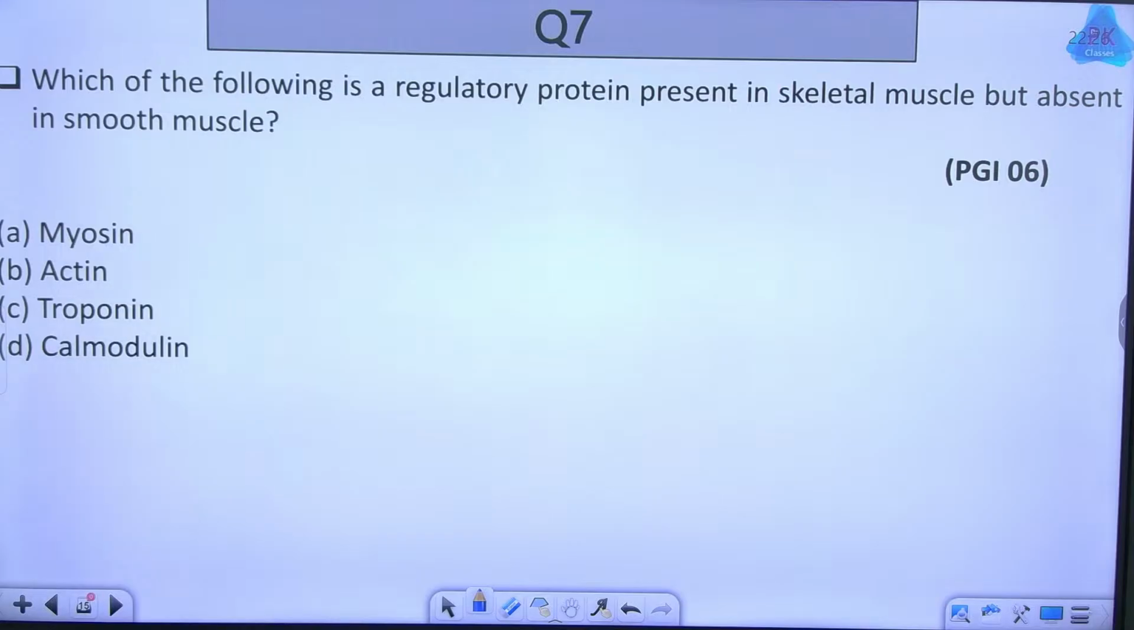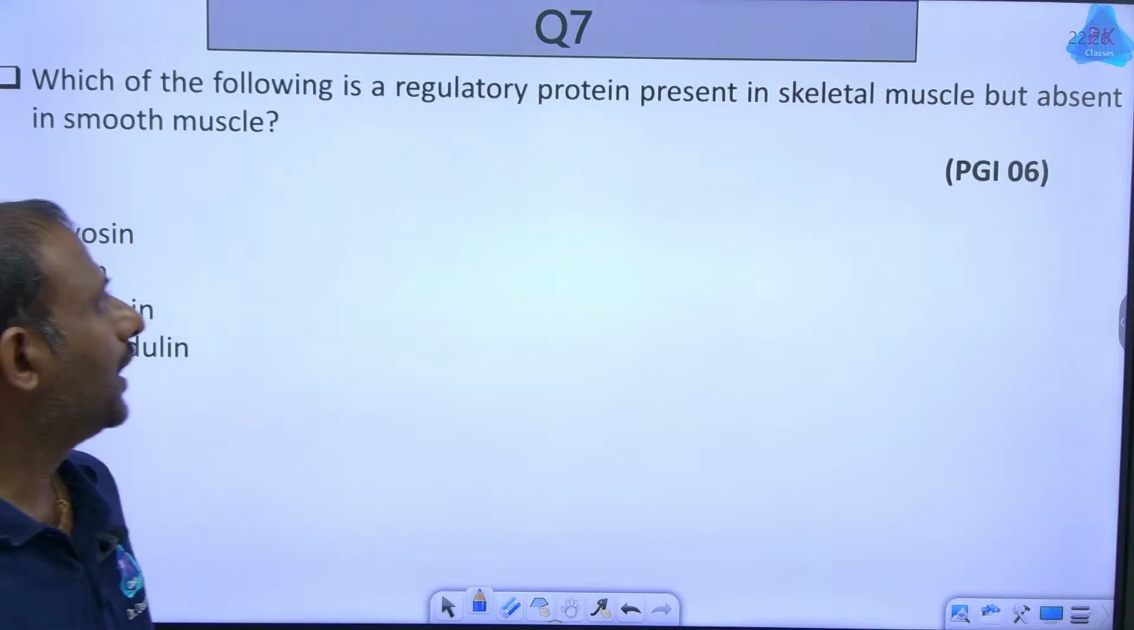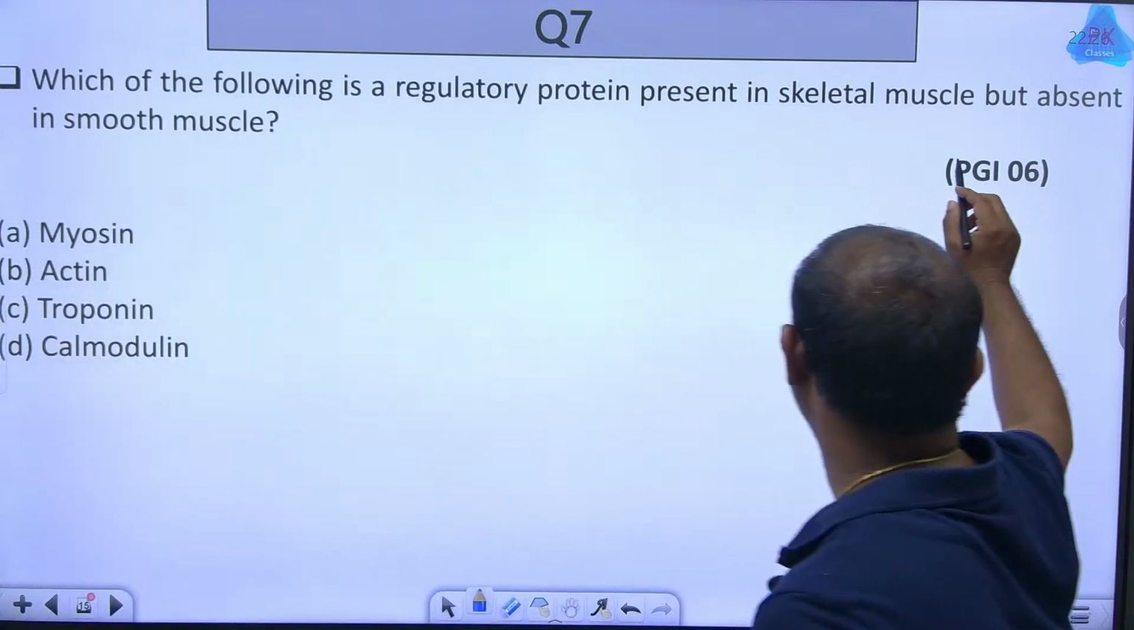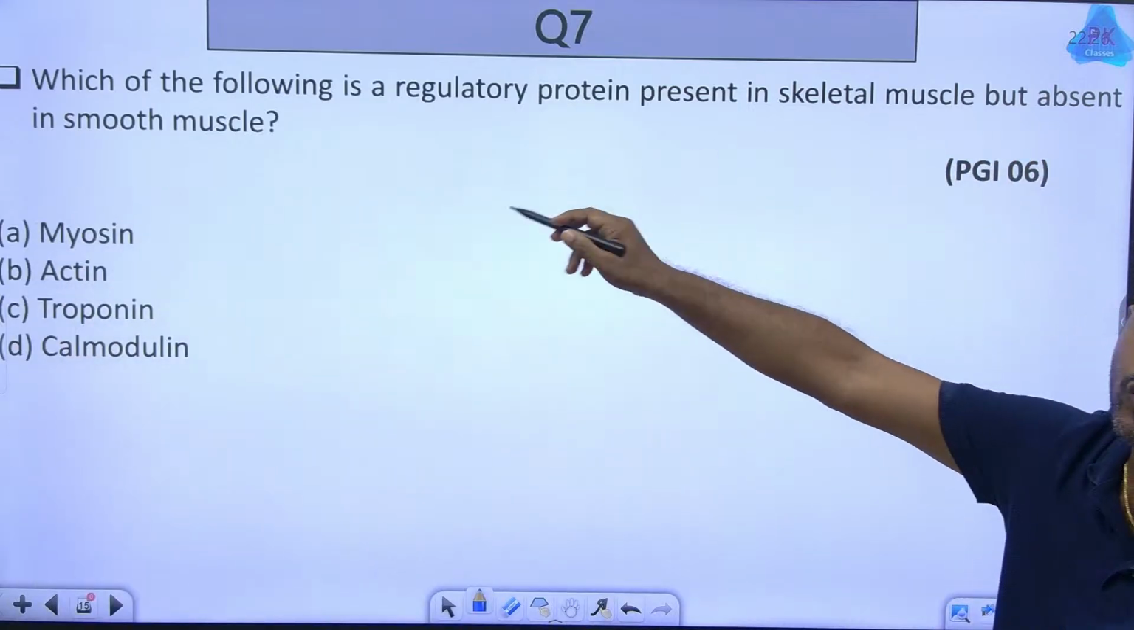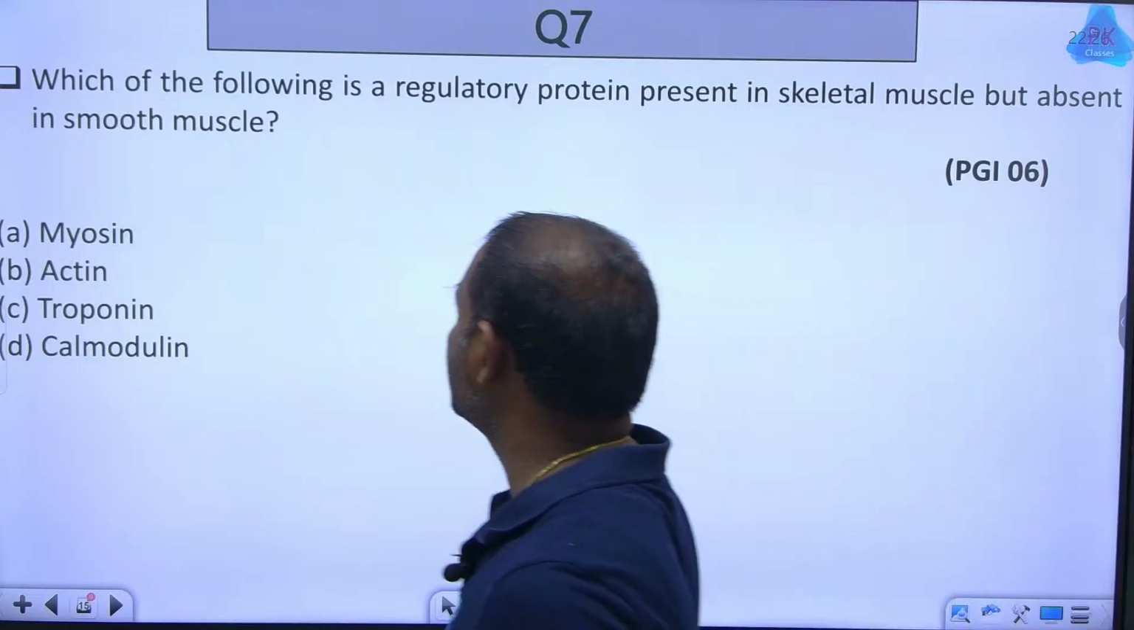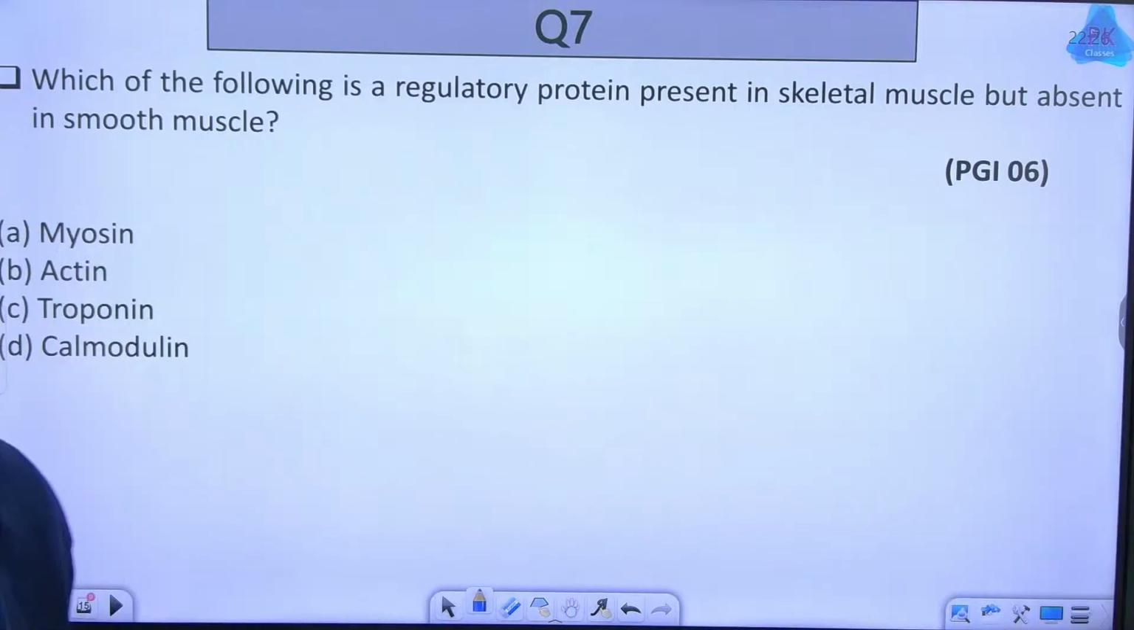Which of the following is a regulatory protein present in skeletal muscle but absent in the smooth muscle? skeletal muscle में present होगा, smooth muscles में absent होगा.